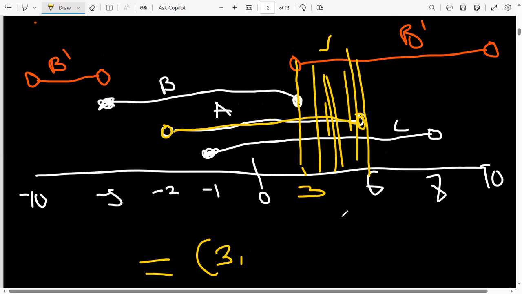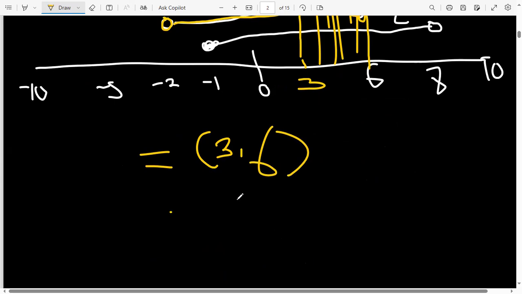Okay, then comma, we go to the 6. 6 is included in the C, but in this yellow line for the A, we see an open circle there, which means the 6 is not included. But in the B complement, it's there. Okay, so since it's not in one of them, we are going to say 6 and then open brackets. So this here is our answer.